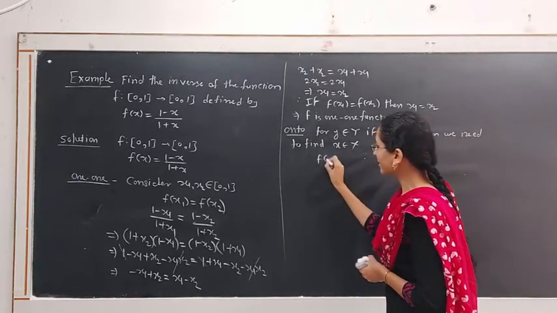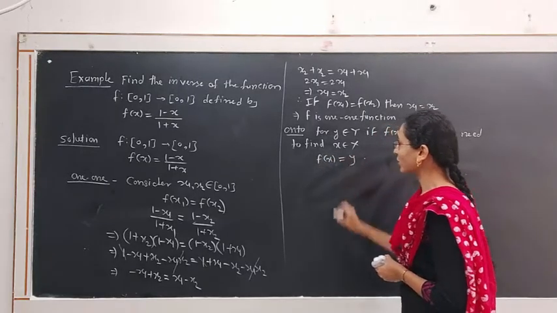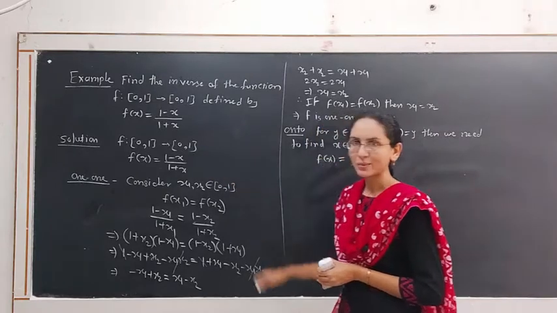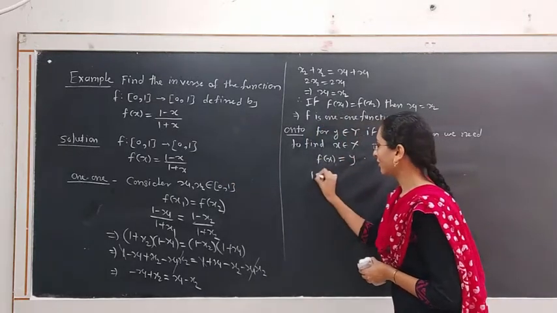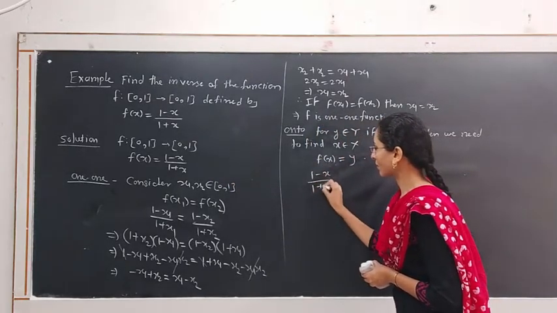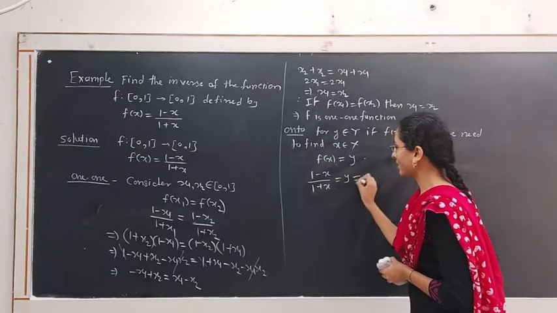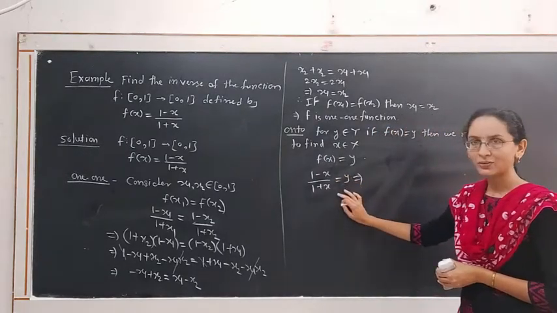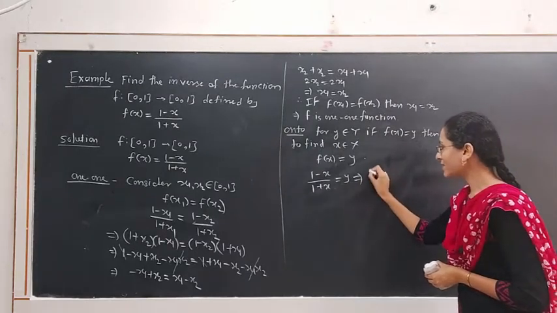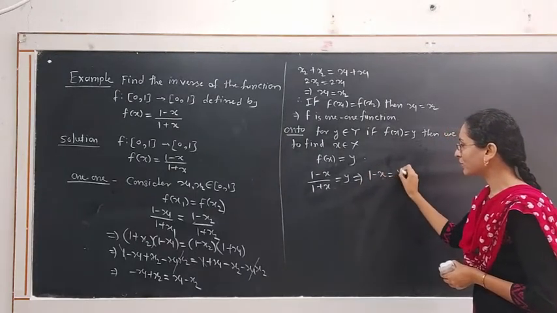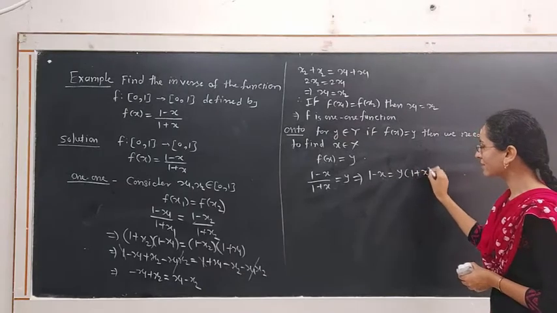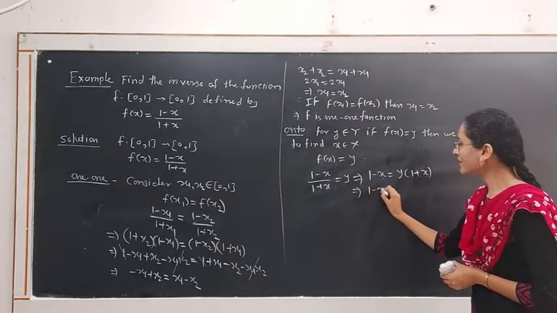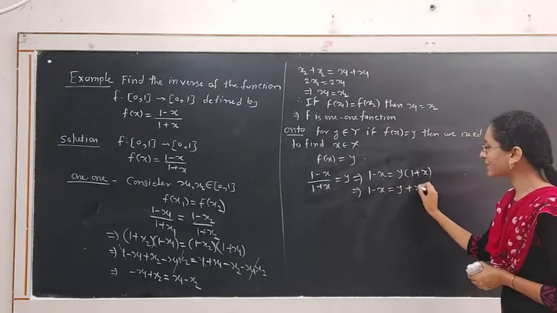If we consider f of x is equal to y, what is f of x? F of x is defined as 1 minus x upon 1 plus x, which is equal to y. We want the value of x, so we solve this equation for x only. This implies 1 minus x is equal to y into 1 plus x. This implies 1 minus x is equal to y plus xy.